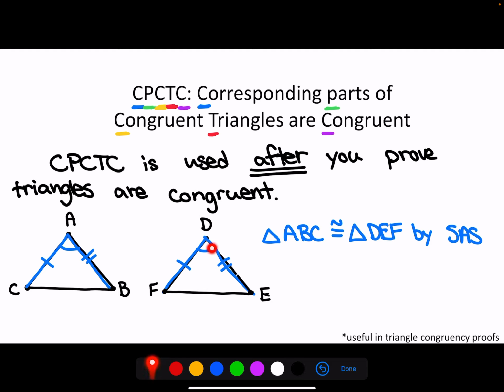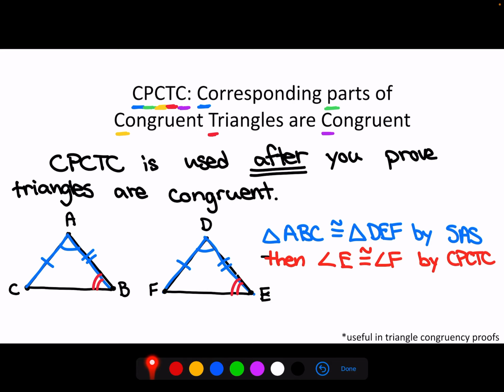And we can see that very clearly. We have a side, an angle, and a side, and my angle is sandwiched in between. So that's true. Now, I want to know if the other pieces are congruent. Well, we can find that out. We can say that angle E is congruent to angle F by CPCTC, because I know that the two triangles are congruent, so therefore corresponding angles can be congruent.